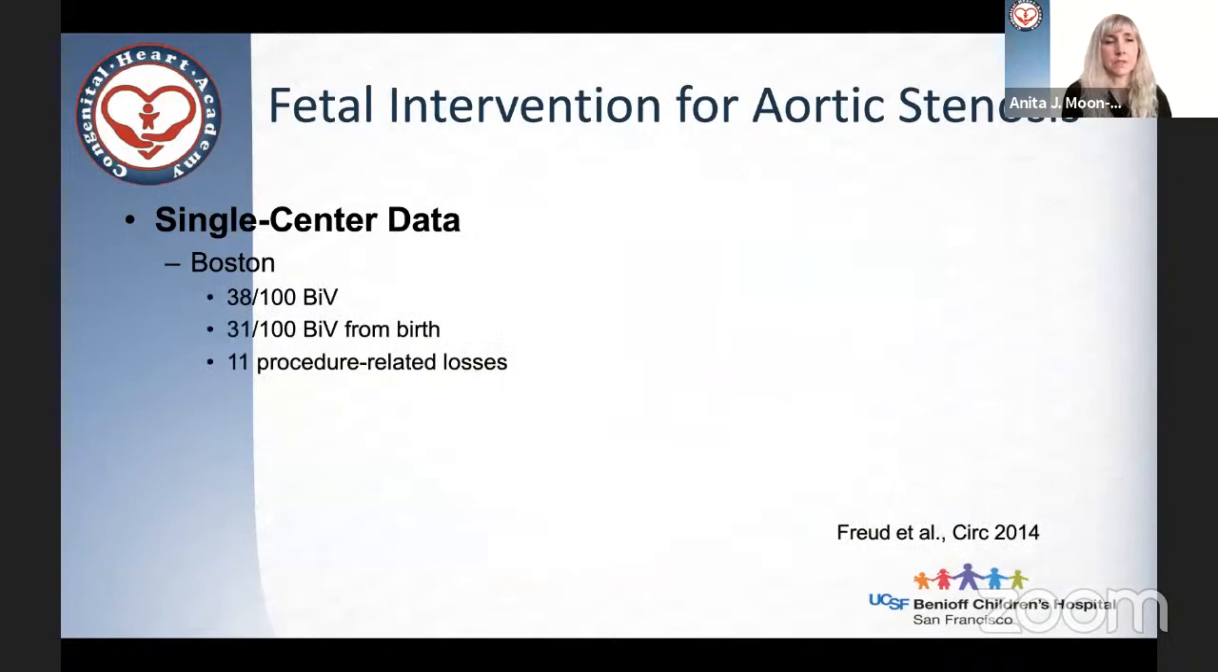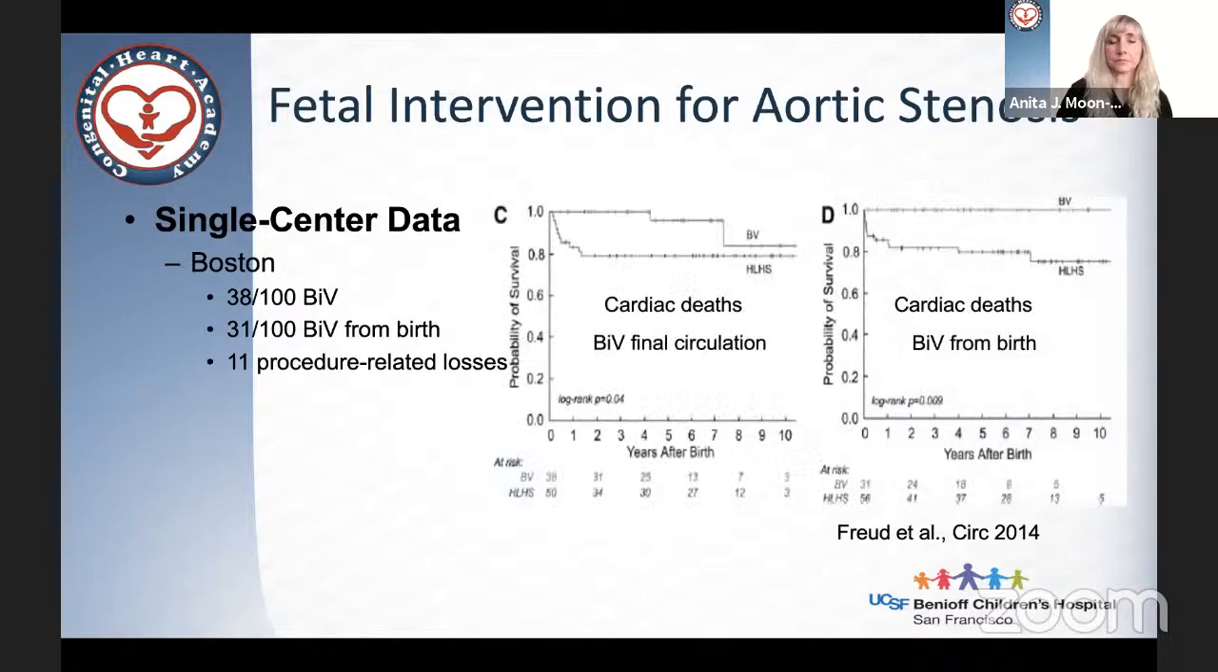And in this paper, Lindsay Freud reported 38 out of the first 100 were biventricular at the time of the writing. 31 of those had been biventricular from birth, and they had about a 10%, 11% loss rate. Following these patients out up to 10 years after birth, the curves diverge, patients who were biventricular versus hypoplastic left heart syndrome, and sort of come together at 8 to 10 years. But if we only look at the patients who were biventricular from birth, that is, some of these were Fontan conversions or single ventricle conversions, so clearly borderline patients as far as being biventricular, the ones that were biventricular from birth were all still alive.